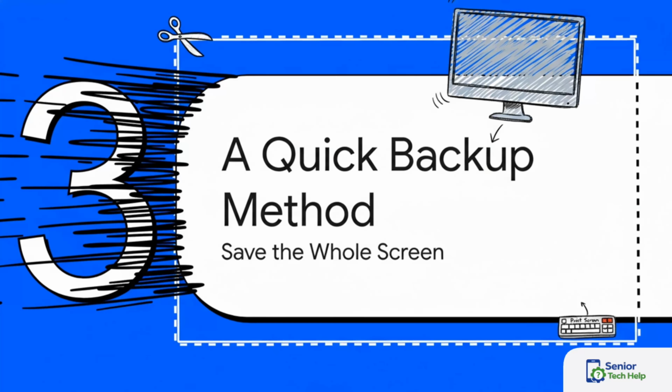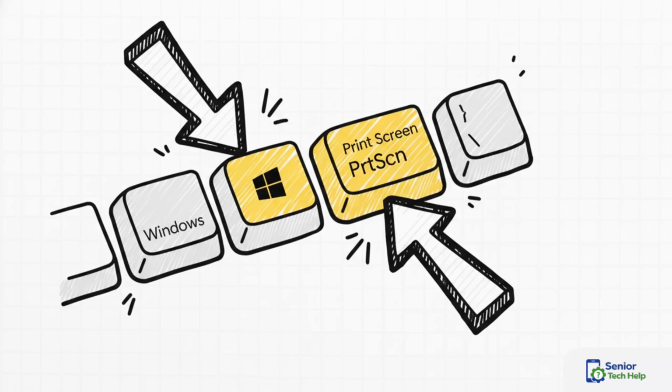But what if you want to capture your entire screen and you want to do it really fast? Well, there's an even quicker way to do that. For this method, you only need to press 2 keys together. It's that Windows key again, and another key called Print Screen. Now, take a look at your keyboard. Sometimes that key is shortened to just PRTSCN, so go ahead and find those 2 keys now.